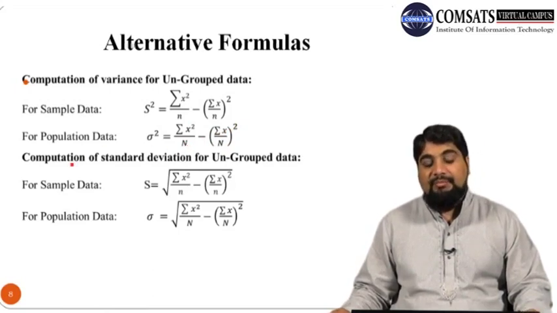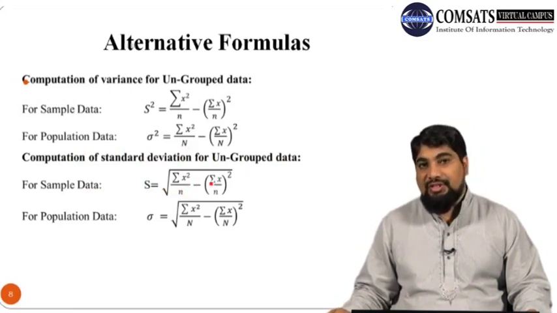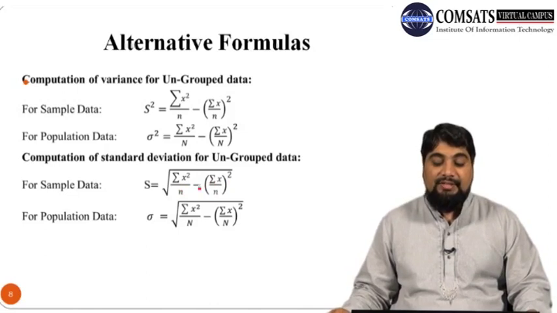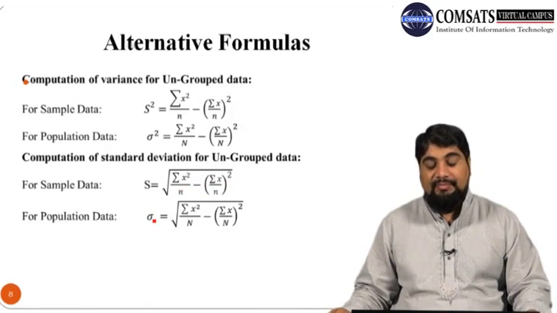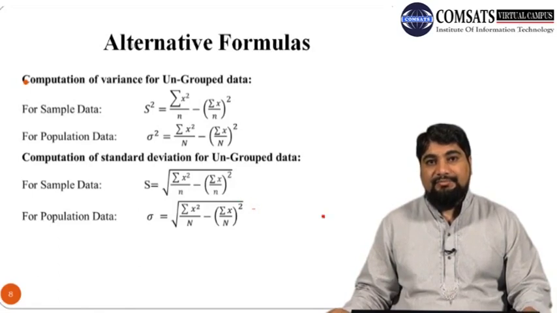Similarly, we can compute the standard deviation. The standard deviation for sample data is S equals square root of summation x square over n minus summation x over n whole square. Similarly, the standard deviation for population data is sigma, which is the square root of the same expression. So these are the formulas for the variance and standard deviation for sample data and population data.